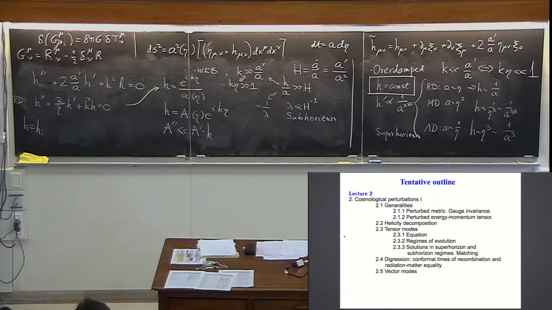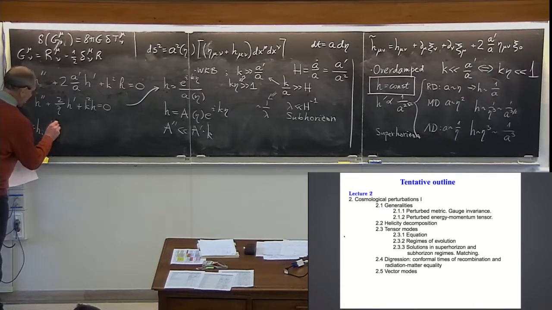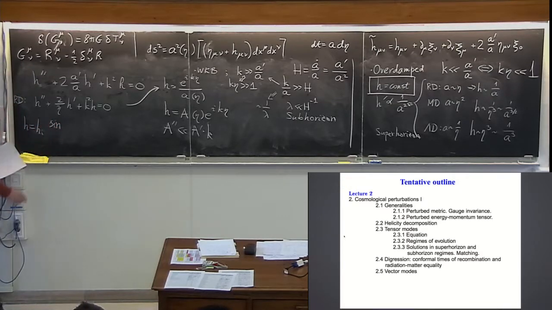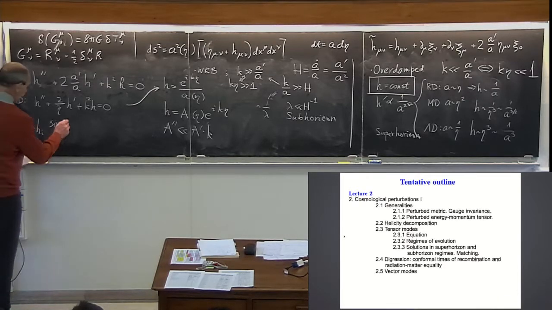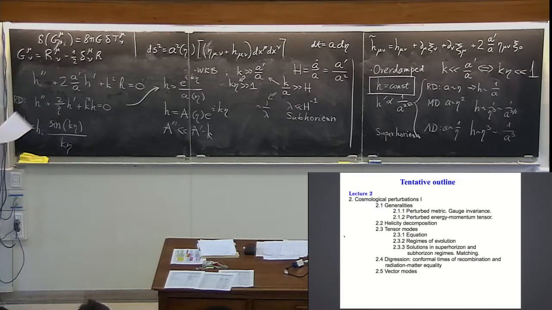What are these initial values of the amplitudes? They cannot be specified by just looking at the equation itself. The overall amplitude has to be found on physical grounds, from the mechanism that generates gravitational waves. But all the rest is fixed. It's sine k eta divided by k eta. That's the solution to this equation, which I chose to be non-singular as eta goes to 0.